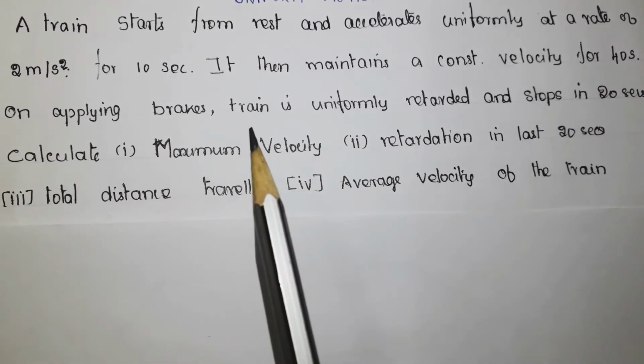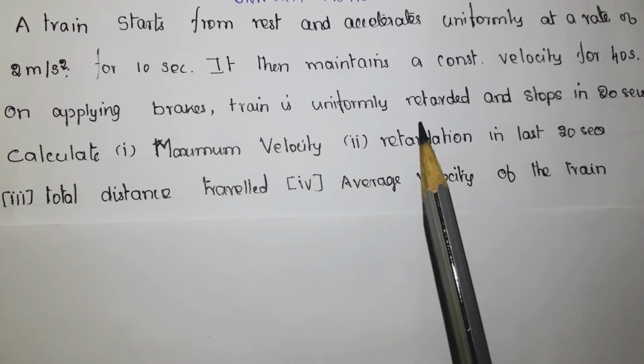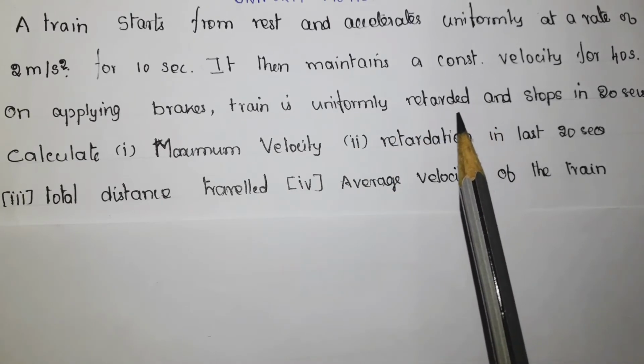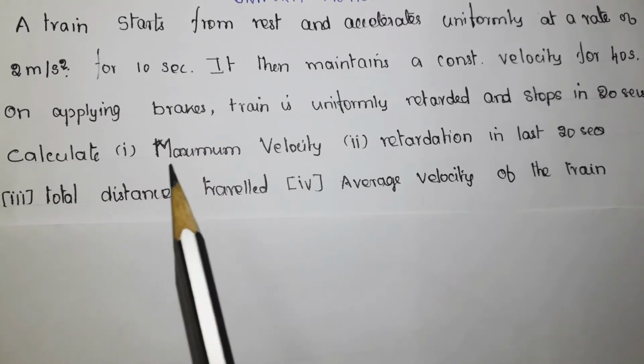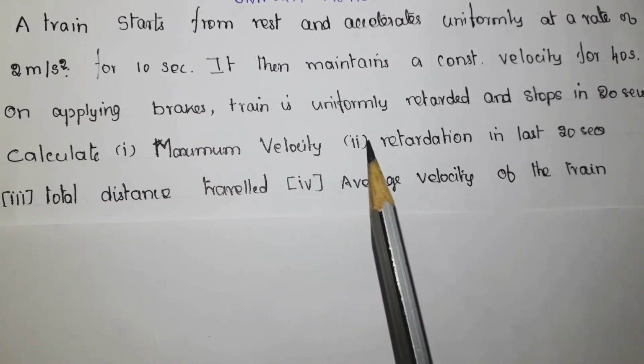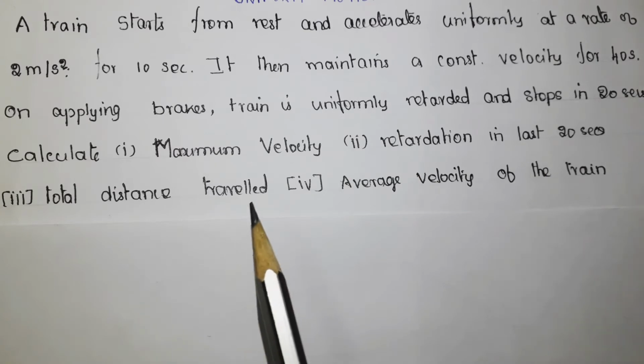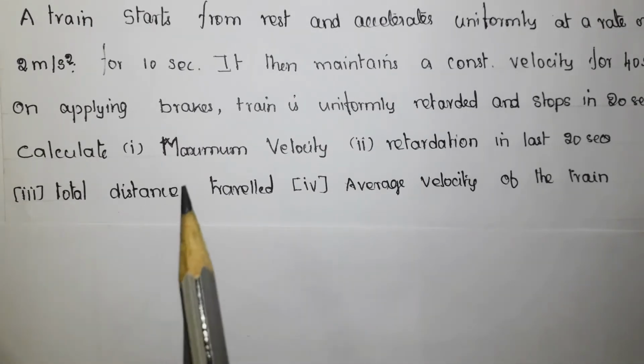On applying brakes, the train is uniformly retarded. Note this word retard, and stops in 20 seconds. Calculate the maximum velocity, retardation in last 20 seconds, the total distance traveled as well as the average velocity. Now let us understand this problem well.